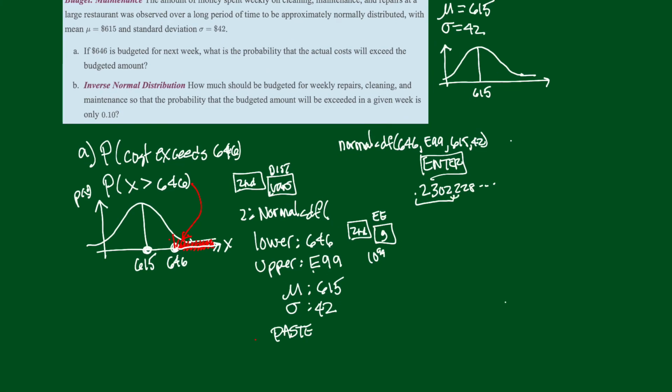That's a 2, so I'll just round off here. So I'm going to say 0.2302. So for part A, I'm going to claim that the probability that x is greater than 646 is 0.2302. Or that's going to happen, right? We're going to exceed our budgeted amount about 23% of the time.